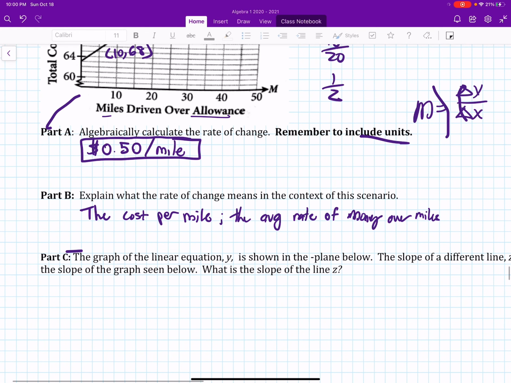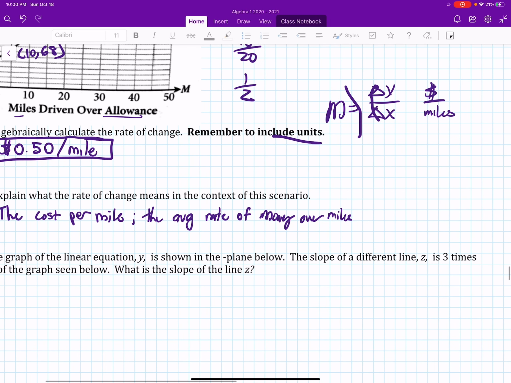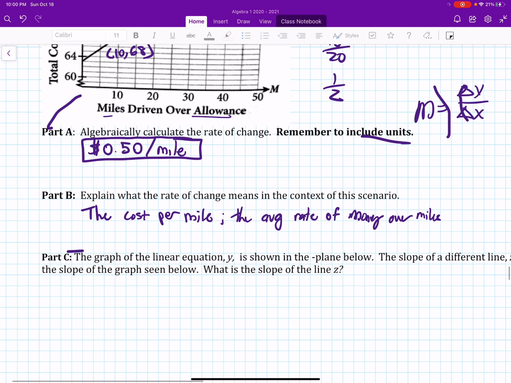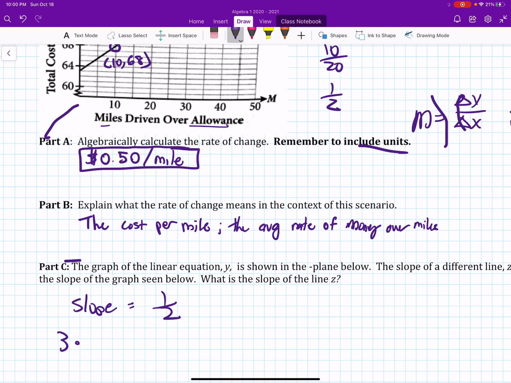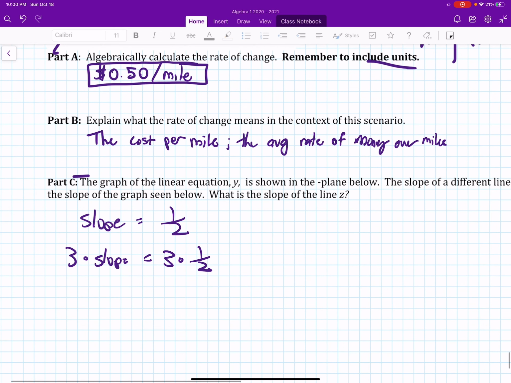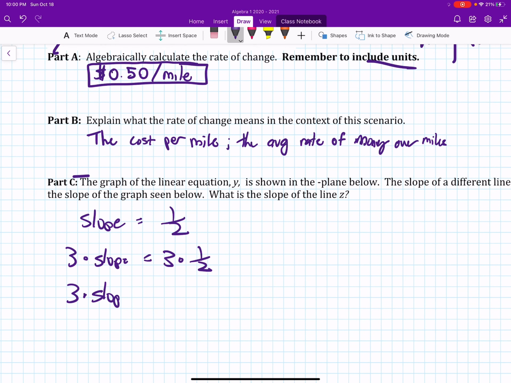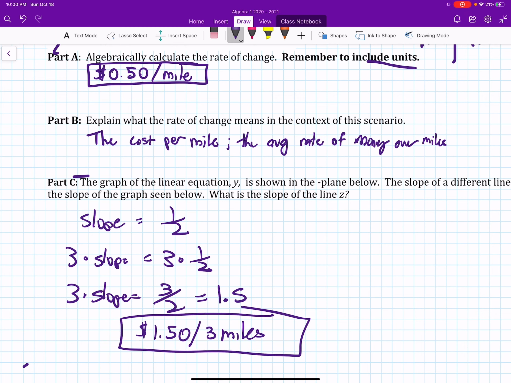The graph of linear equation y is shown in the plane below. The slope of a different line z is 3 times the slope of the graph seen below. What is the slope of line z? So if I know that this slope is 1/2 and I want 3 times the slope, I just have to multiply that by 3. Therefore, 3 times the slope is 3/2 or 1.5. And if I increase the units, it's $1.50 per 3 miles to be even more precise. And there's the exit ticket.